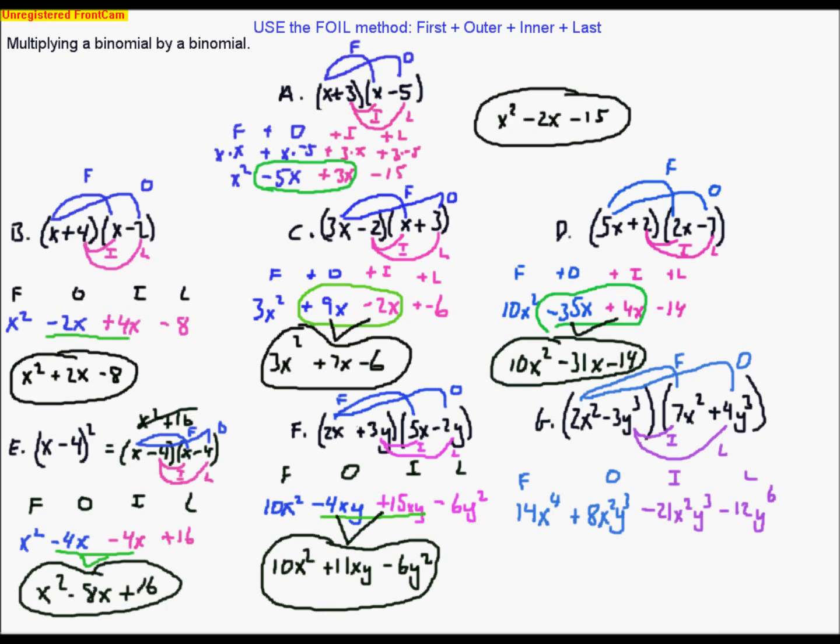Now we look to see if we can combine anything. Well, you got to look for the ones that have the same variables raised to the same powers. And these two do. They both have x squared, y to the third. So when we go ahead and do that work, we've got a 14x to the fourth. And then we count these up. We got 8. We got to subtract that from 21. That gives us 13x squared y to the third. And then we've got our final term there, just that negative 12y to the sixth. And there it is.